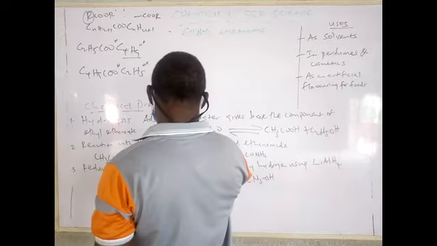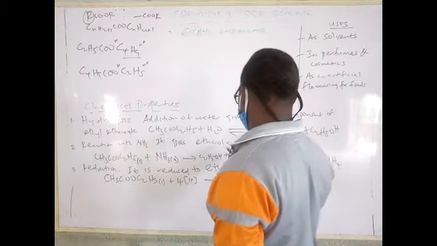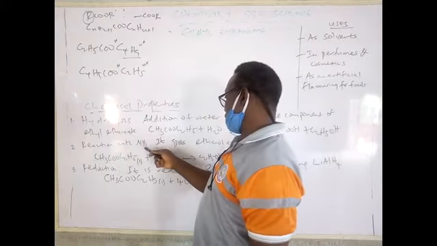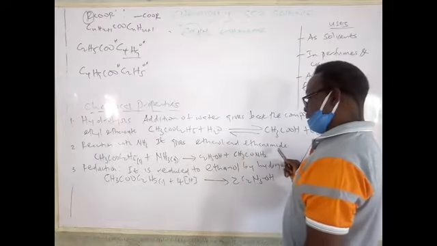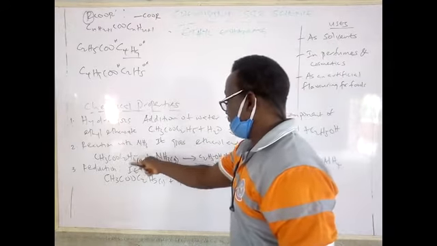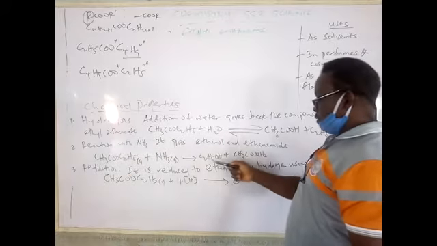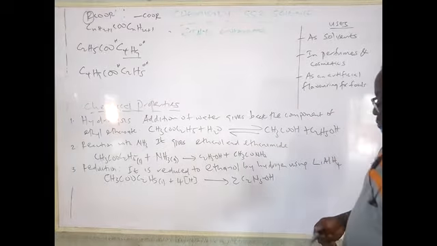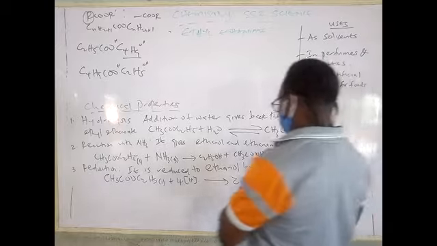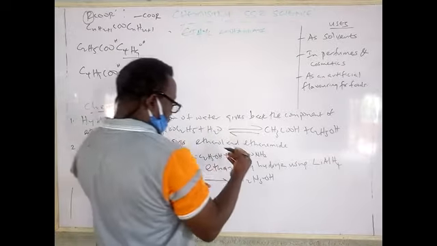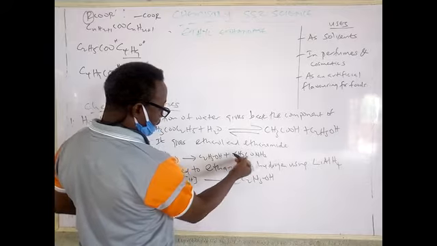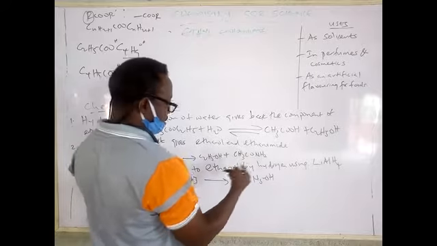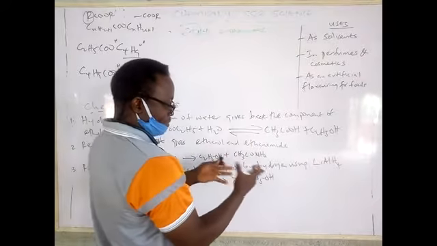When ethyl ethanoate reacts with ammonia, it gives you ethanol and ethanamide. So you have the equation here: ethyl ethanoate reacting with ammonia to give you ethanol and ethanamide. When you look at this again, how many carbon atoms? 2. Which alkane has 2 carbon atoms? Ethane. And we are discussing amides. So ethanamide.